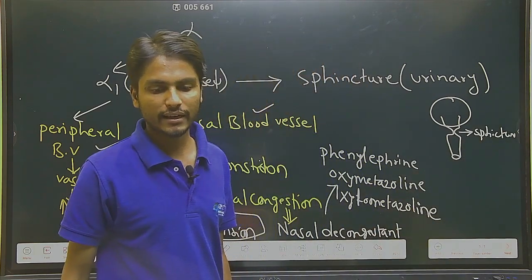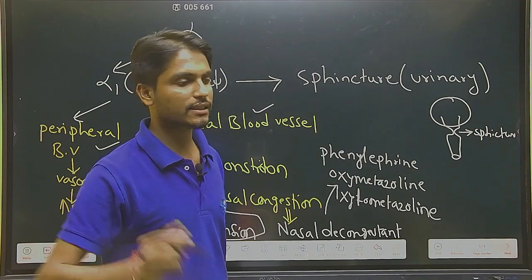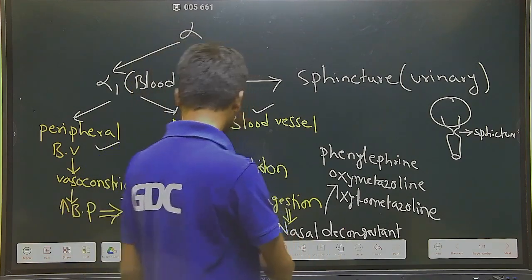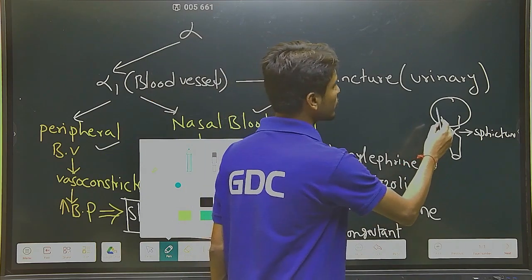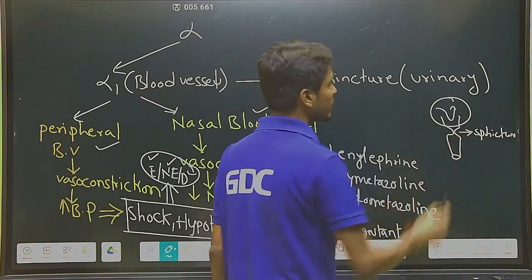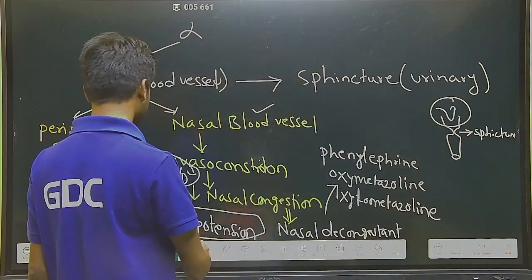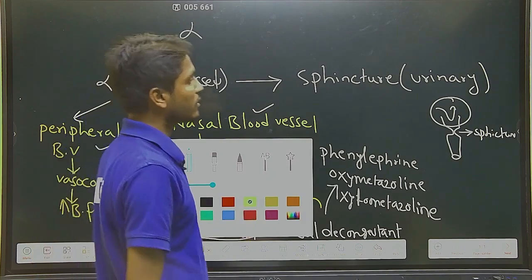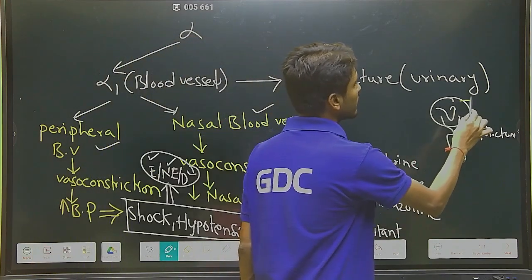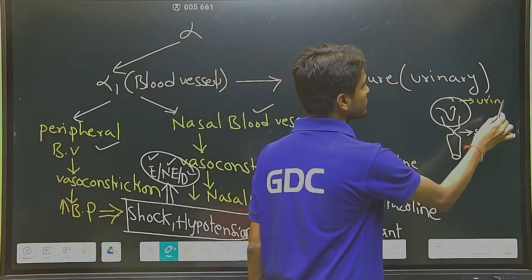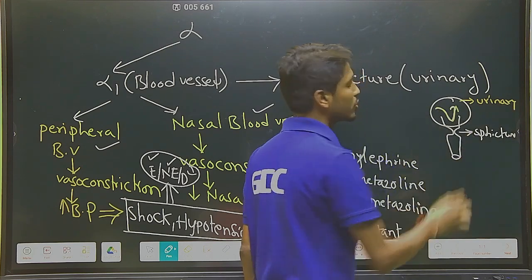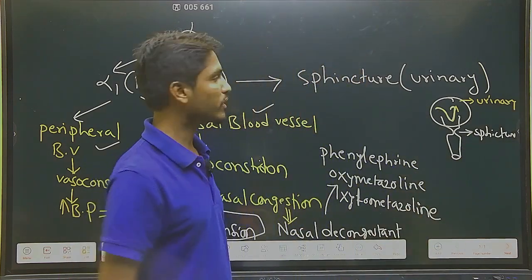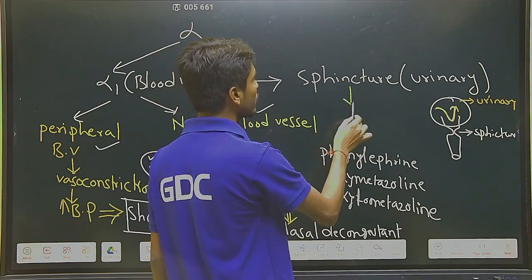If there is activation of the sphincter, that is constriction of the sphincter, what will take place? The urine will remain in the urinary bladder only. See, this is the urinary bladder. That is the effect we are observing: urinary retention.